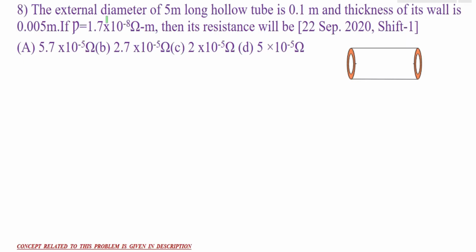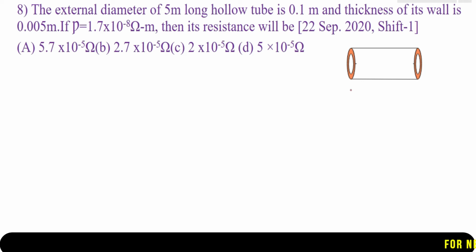Okay, now let us move to our next sum. The external diameter of a 5 meter long hollow tube is 0.1 meter, and the thickness of its wall is 0.005 meters. If rho is 1.7 into 10 power minus 8 ohm meter, then you have to calculate its resistance.